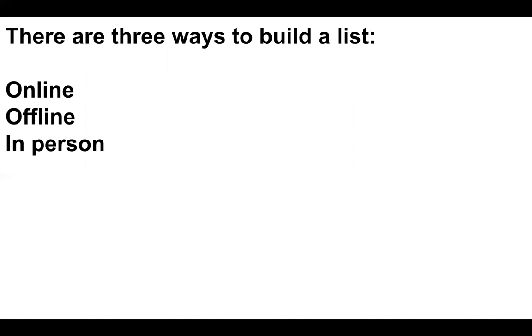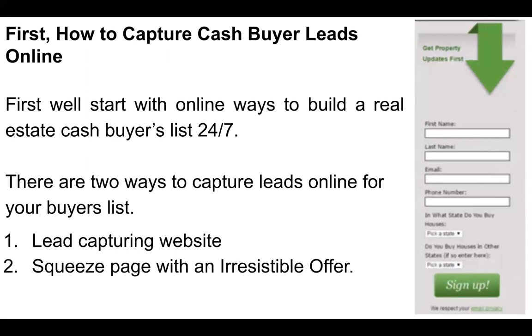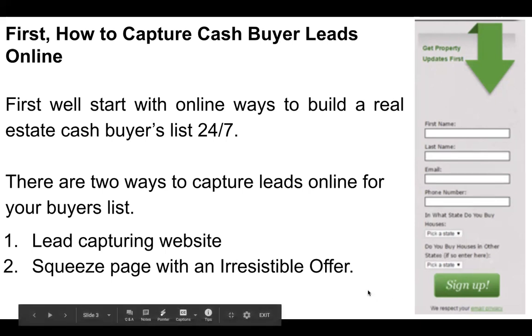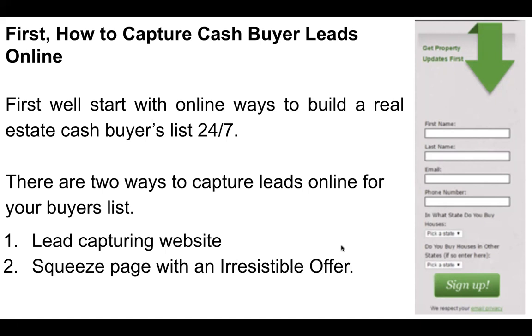But before we dive into that, I want to talk about how you could capture cash buyer leads online 24/7. And there are essentially two ways that you could do this: through a lead capturing website, or like a squeeze page with an irresistible offer. You essentially want someone to fill out first name, last name, email, phone number. And for me, since I'm nationwide, I ask them which state they purchase in, and then they sign up. And that essentially goes to a database where they'll just be added to your cash buyers list.